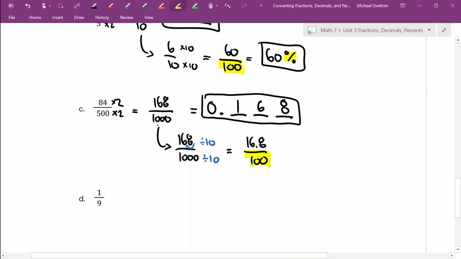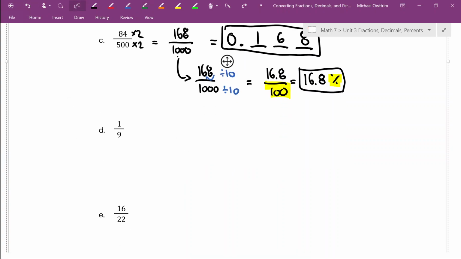Now that it's out of 100, I can replace that out of 100 with the percent symbol and keep my number 16.8. You could also take your decimal and multiply it by 100, which moves it twice to the left, and that'll give you your same percent, 16.8. Sorry, twice to the right, obviously.